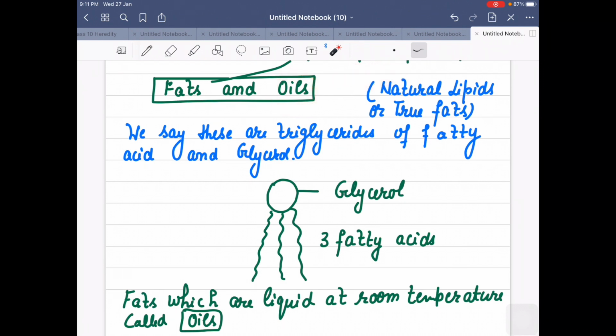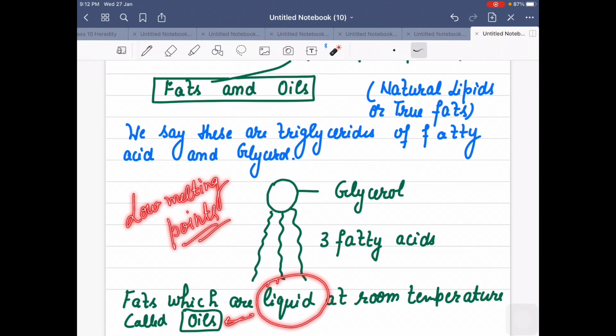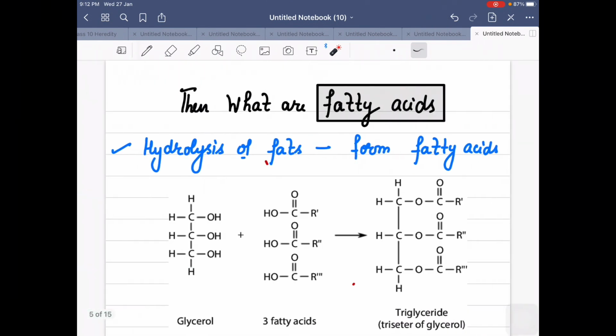But how do you differentiate between oil and ghee? What is the difference? When we say oil, it means those fats which are liquid at room temperature. Should they have a high melting point or a low melting point? They have a low melting point. So oils are liquid at room temperature and their melting point is low.